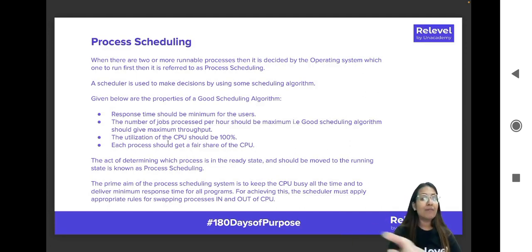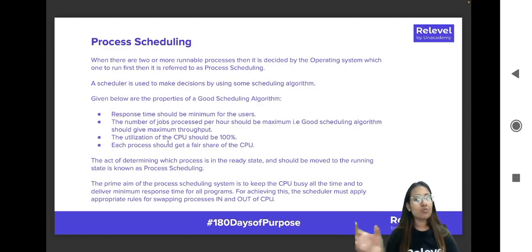So the very aim of designing this entire process of scheduling is so that you can use the CPU to its utmost capacity and deliver the response to the user for all the programs in the minimum time possible. It should not be that a particular process takes hours and hours to give a response. You want to keep the response time as minimum as possible to ensure good customer experience. And for achieving this, the scheduler applies appropriate rules for swapping processes in and out of the CPU.